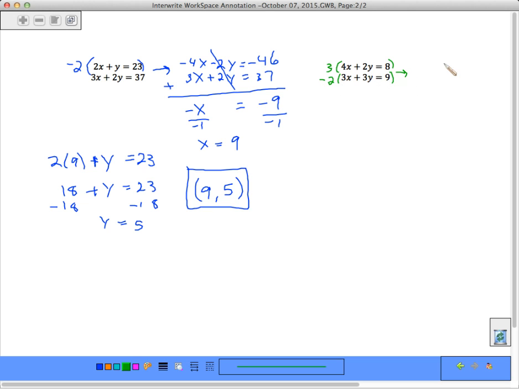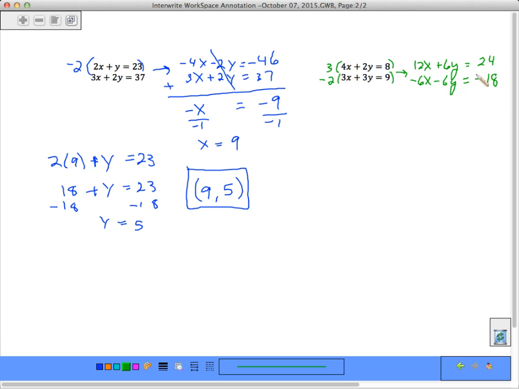So my new equations here would be 3 times 4x is 12x, just distributing. 3 times 2y is 6y, and 3 times 18 is 24. And then down here, negative 2 times 3x is negative 6x. Negative 2 times positive 3y is negative 6y. And negative 2 times 9 is negative 18.